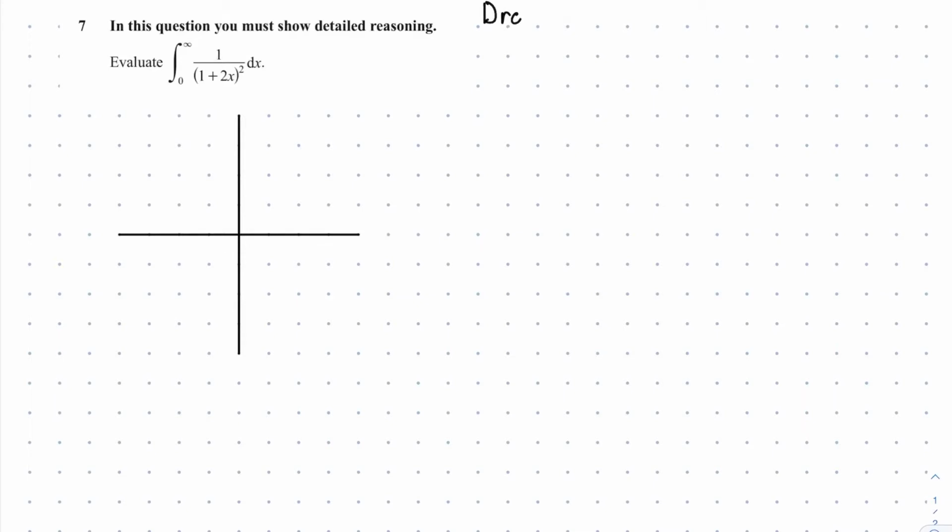To begin, you should draw a graph, so you know where the equation is above the axis and where it is below, and where any asymptotes are. So here we've got the equation of y equals 1 over, all in brackets, 1 plus 2x, and that's squared.